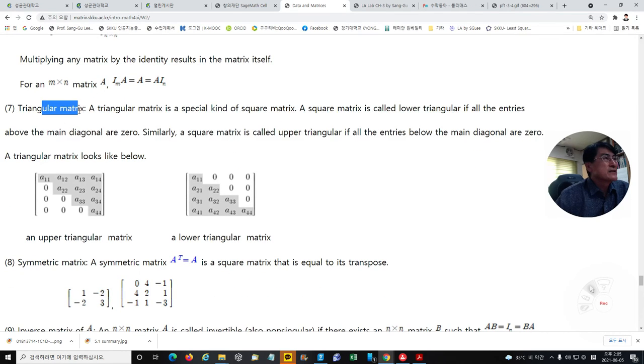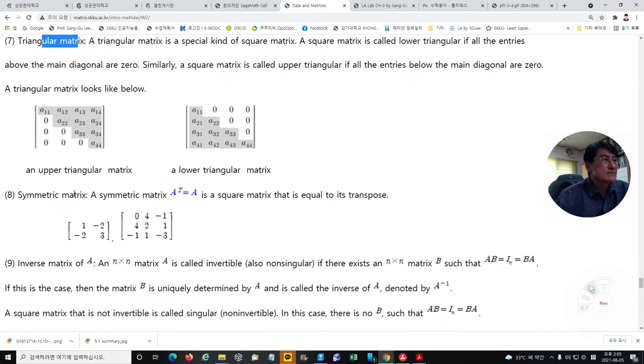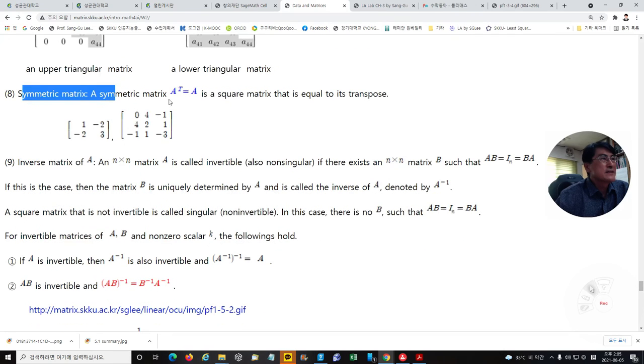In triangular matrices, this is the upper triangular matrix, and this is called the lower triangular matrix. In a symmetric matrix, the matrix is such that A transpose is equal to A, something like this. This matrix and its transpose are the same, so it's a symmetric matrix. And this matrix also, with the main diagonal entries, is symmetric, so it's a symmetric matrix. These are the examples of symmetric matrices.